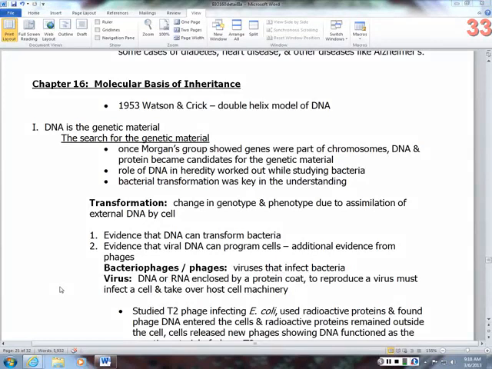So in this section we start to look at the structure of DNA. And the model of DNA, with it being the double helix shape, was come up with in 1953 by Watson and Crick.